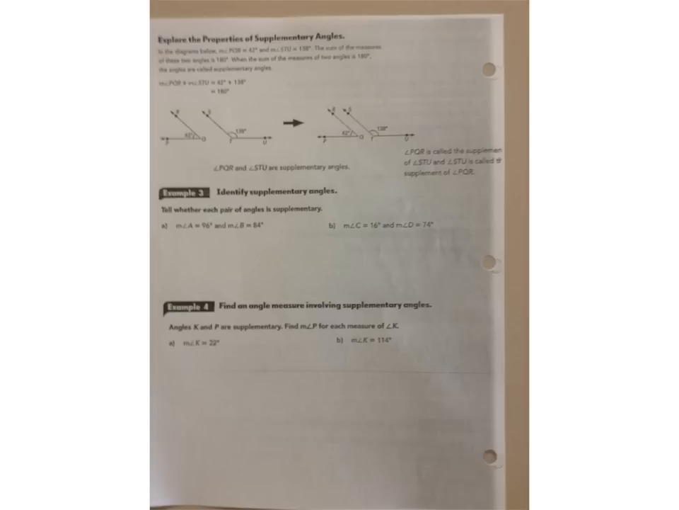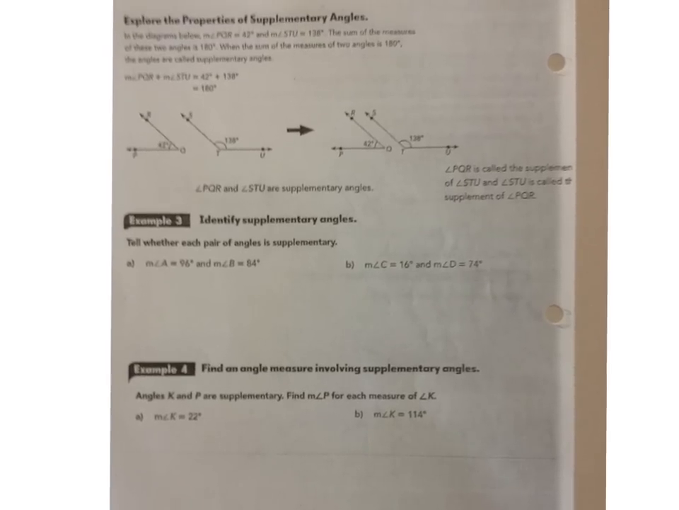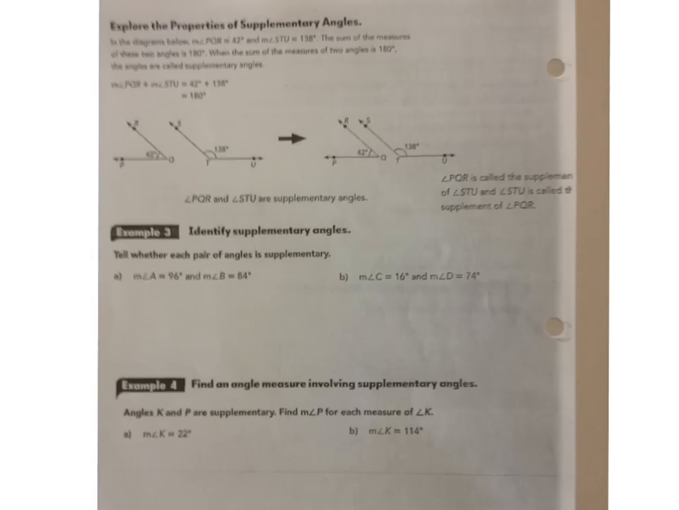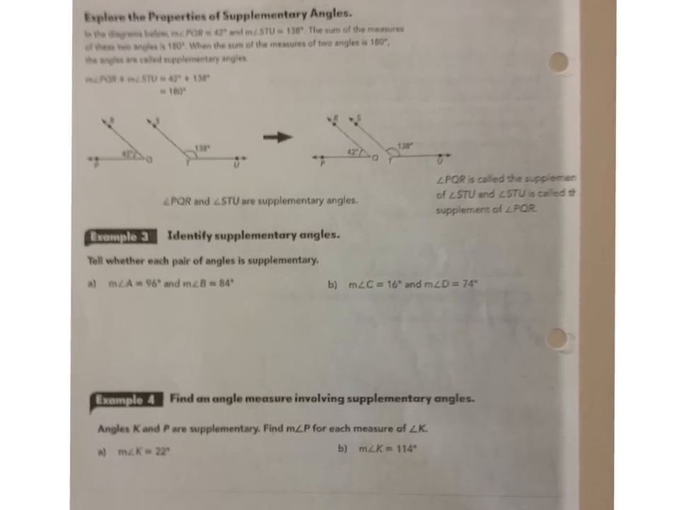Okay, so now we're going to go on to the second page, and we're going to talk about supplementary. Supplementary and complementary are pretty similar. They're a little bit different. Complementary is two angles that equal 90 degrees, and supplementary is two angles that together equal 180 degrees. So if you look at the second picture, we have angle POR, which is 42 degrees. We have angle STU, which is 138 degrees. And if you would put those two together, you're going to form a straight line. Like if we would stick them together, they would look like this. And we would have this straight angle, the straight one right here, which would be 180 degrees.